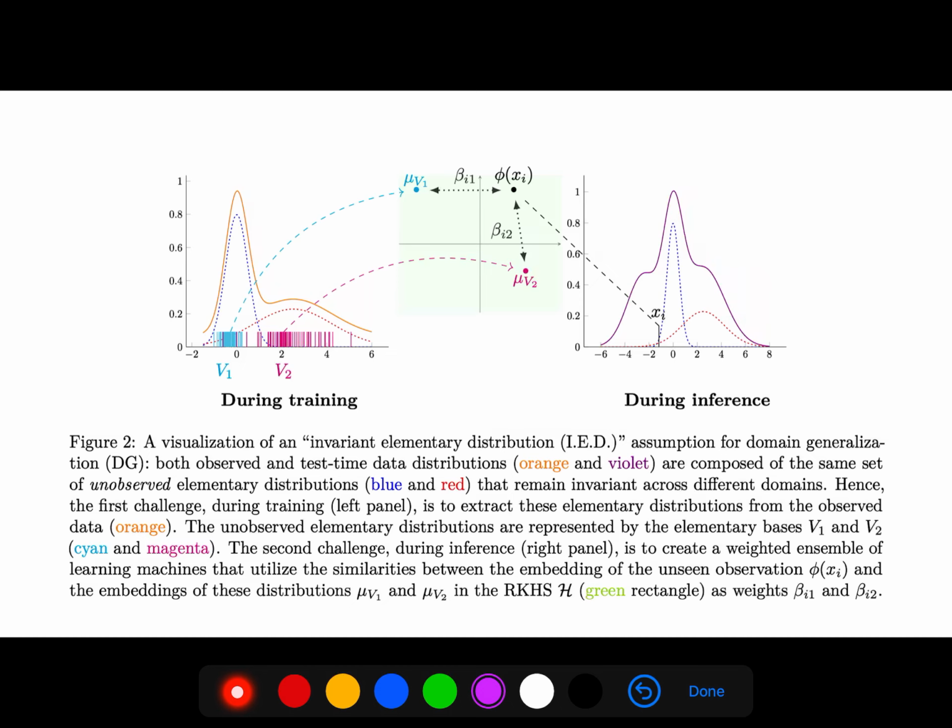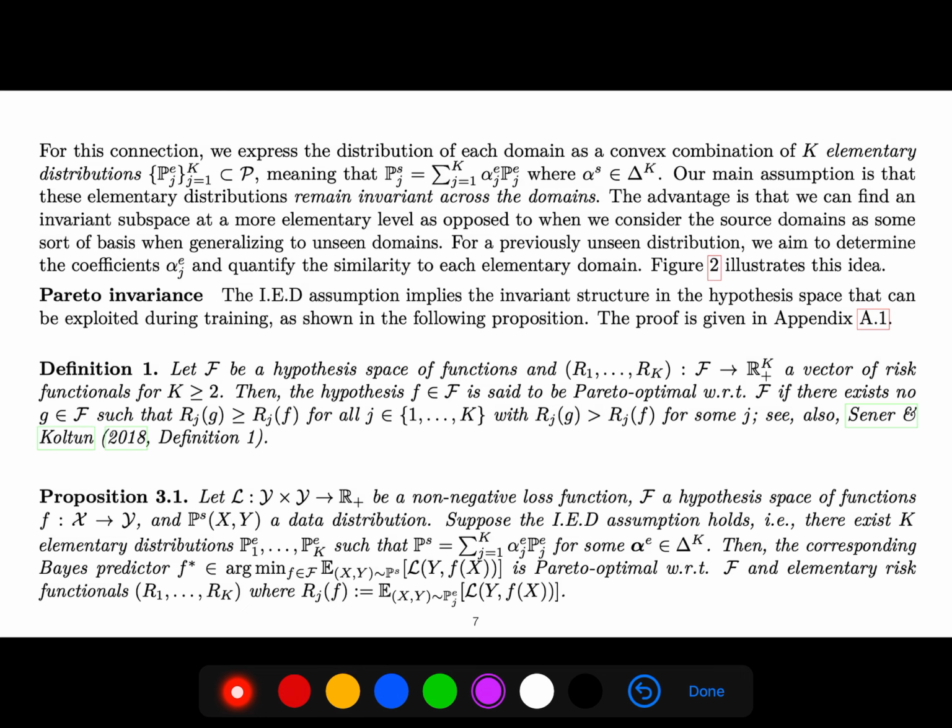reproducing kernel Hilbert space. I have a playlist on reproducing kernel Hilbert space. So what is Pareto invariance? The IED assumption implies the invariant structure in the hypothesis space that can be exploited during training. So this is a definition of Pareto optimal. I have a playlist for multi-objective optimization that I talked about this Pareto optimal set.